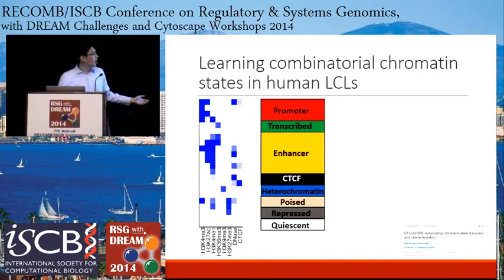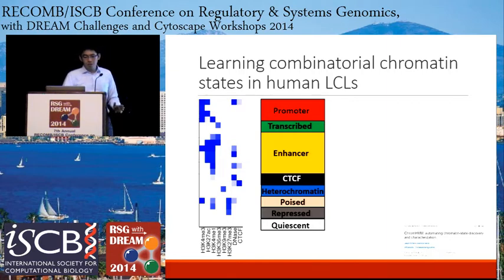Here I'm showing you on the left the emissions matrix of the hidden Markov model. Every row in the emissions matrix represents a distinct combination of chromatin marks, and every column represents the signal level of a particular chromatin mark. I broadly classified this relatively large number of states into a small number of 8 states, which includes a promoter state, which is associated with, again, the trimethyl mark at lysine 4 and the acetyl mark at lysine 27 mainly, and transcribed states, enhancer states, CTCF insulator states, heterochromatin, poised states, repressed states, and quiescent states.